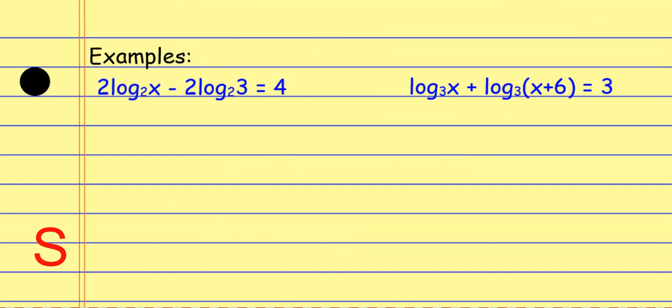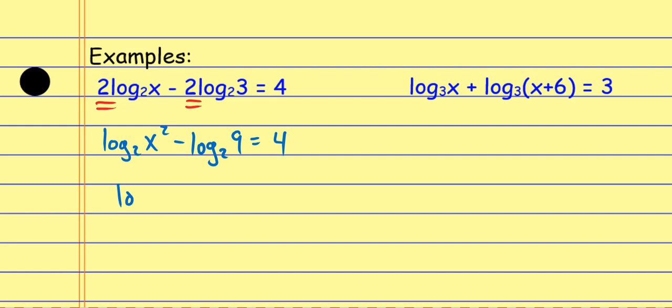If I look at this guy, once again, we're going to condense this thing into one logarithm. So right here, I've got some multiplication. Here I have some more multiplication. Remember, multiplication becomes exponents in the logarithm. So this is going to become log base 2 of x squared minus log base 2 of 3 to the second power, which is 9, equals the 4. And now I keep combining these. I say, okay, subtraction, that becomes division inside the logarithm. And now I can undo this thing.